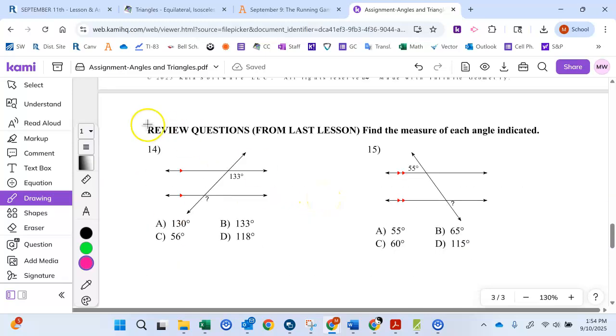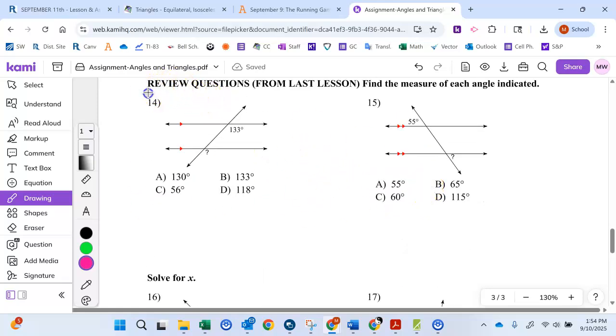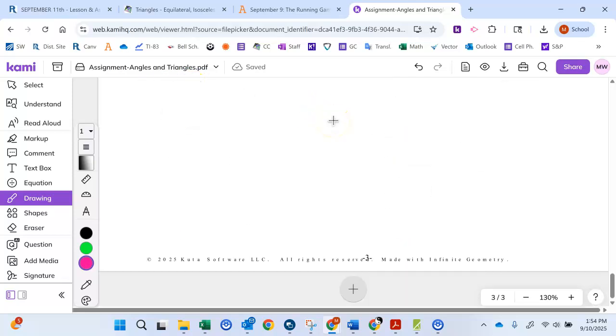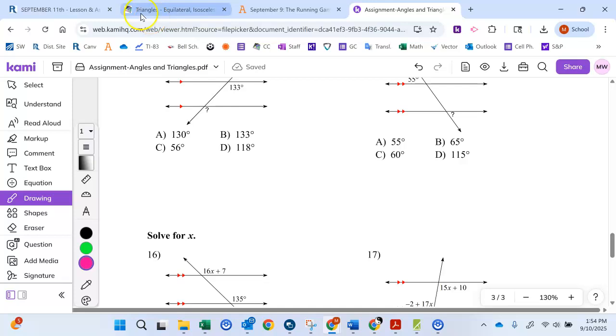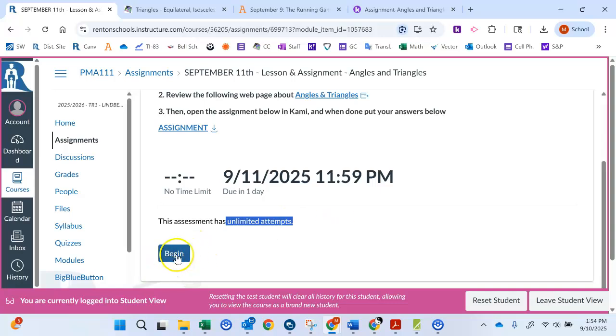Now, I also want you to do the review questions. So you already know how to do questions like this from the last lesson, so make sure you do the review questions, right? And there's only 4 of them, okay? So then when you're done, make sure you come back and you put your answers here. It's unlimited attempts. So put your answers there. Okay, so that's today's lesson. All right, that's it.